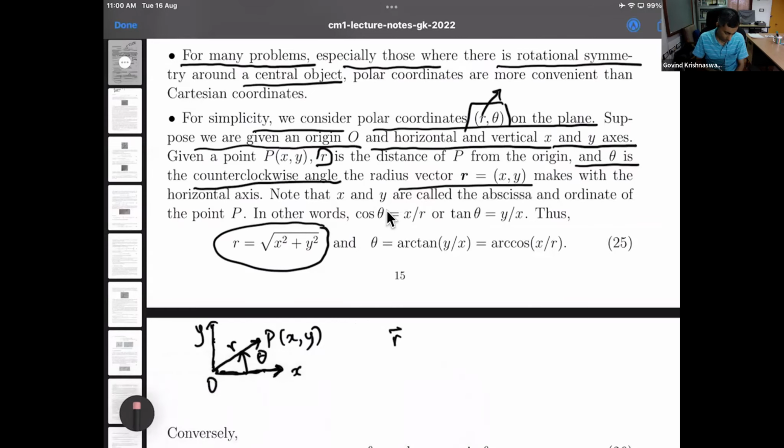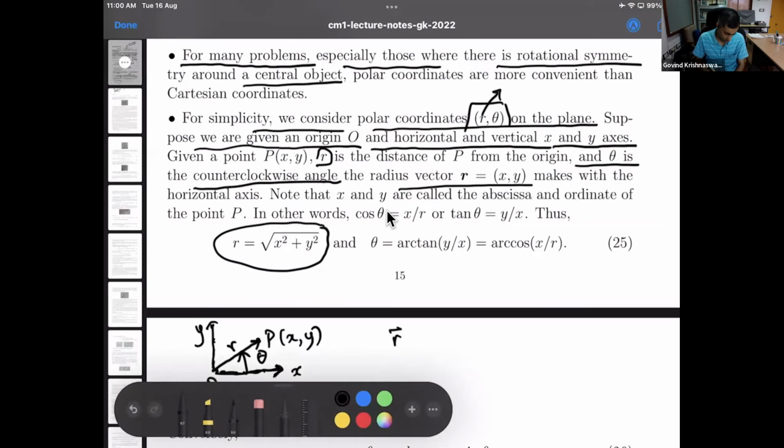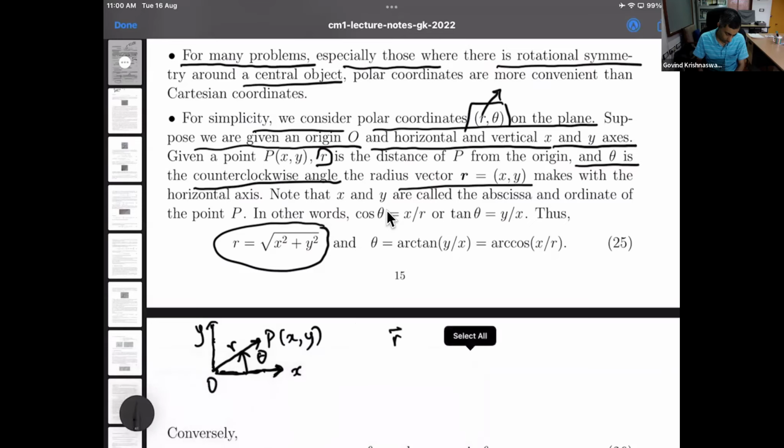Okay, now let me proceed. We are going to recall, I already introduced this term, that the x coordinate is also called the abscissa, and the y coordinate is also called the ordinate of the point P. Now these terms you will meet here and there, so I'm just familiarizing you with those terms.